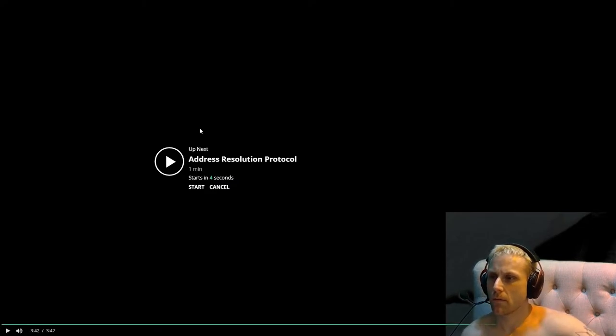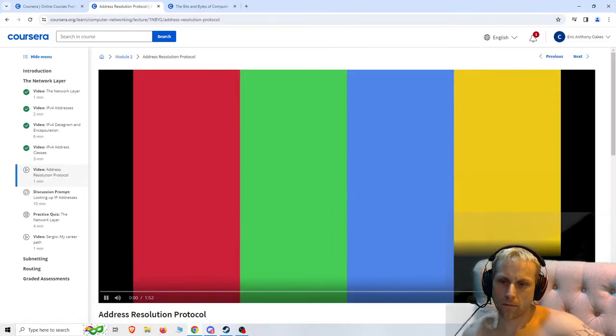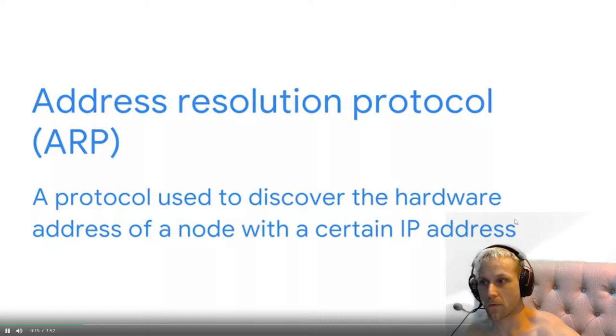But the address class system is still in place in many ways and is important to understand for anyone looking for a well-rounded networking education. And you know we're all about that. Congrats! You now understand how both MAC addresses are used at the data link layer and how IP addresses are used at the network layer. Now we need to discuss how these two separate address types relate to each other. This is where Address Resolution Protocol, or ARP, comes into play.